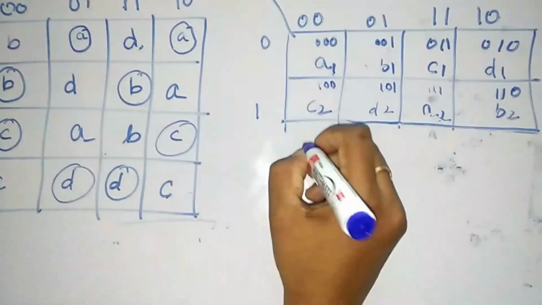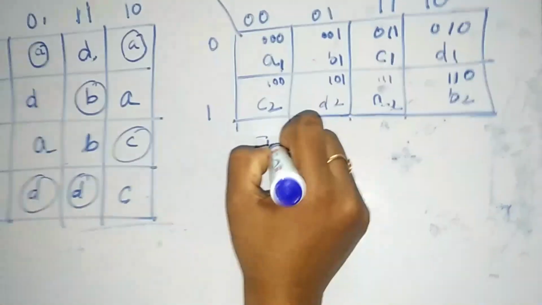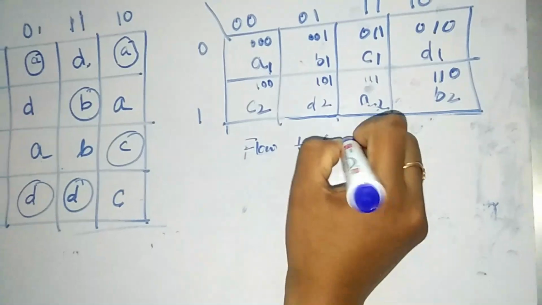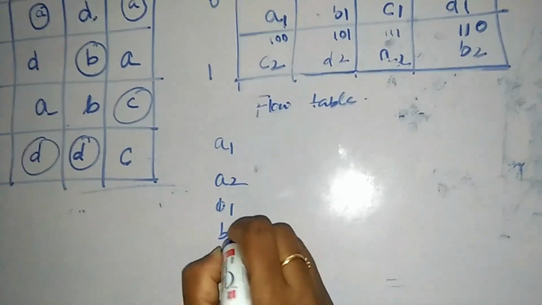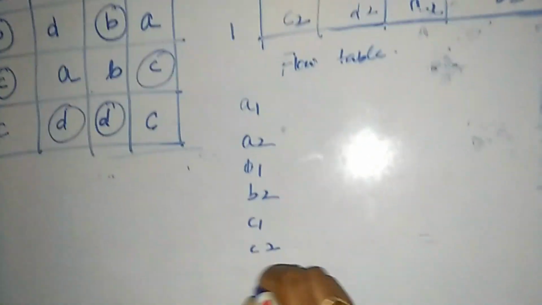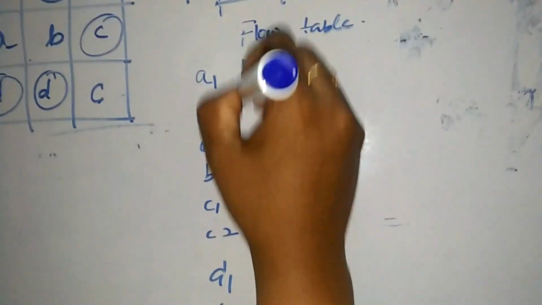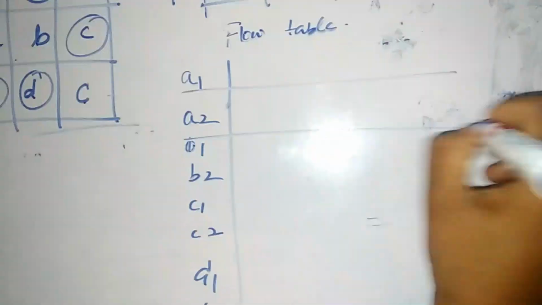Okay. Now, how will I draw the flow table? This is the only difference between the two methods. The flow table is the same: just write all the states A1, A2, B1, B2, C1, C2, and D1, D2. Okay. And you can write all the inputs.